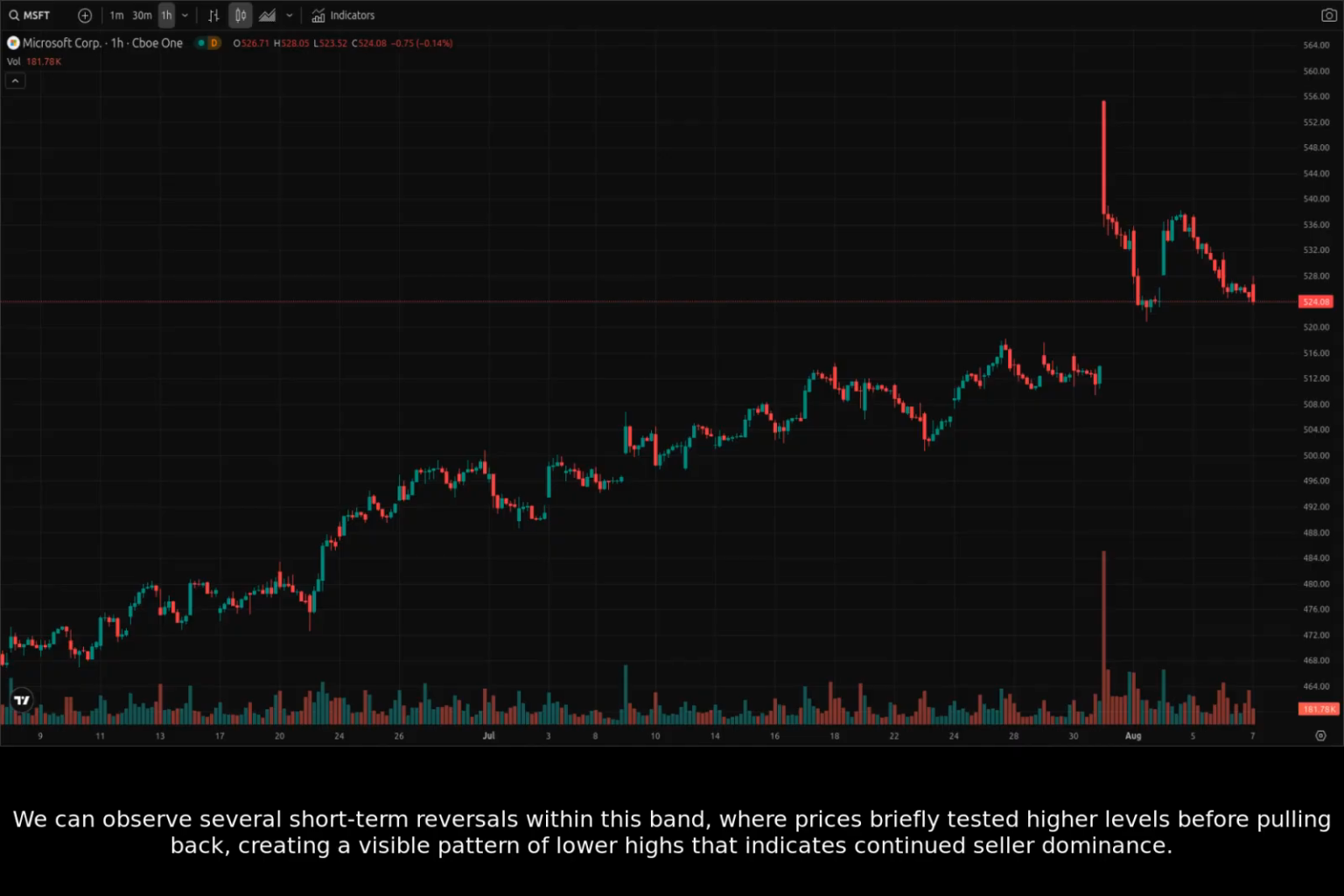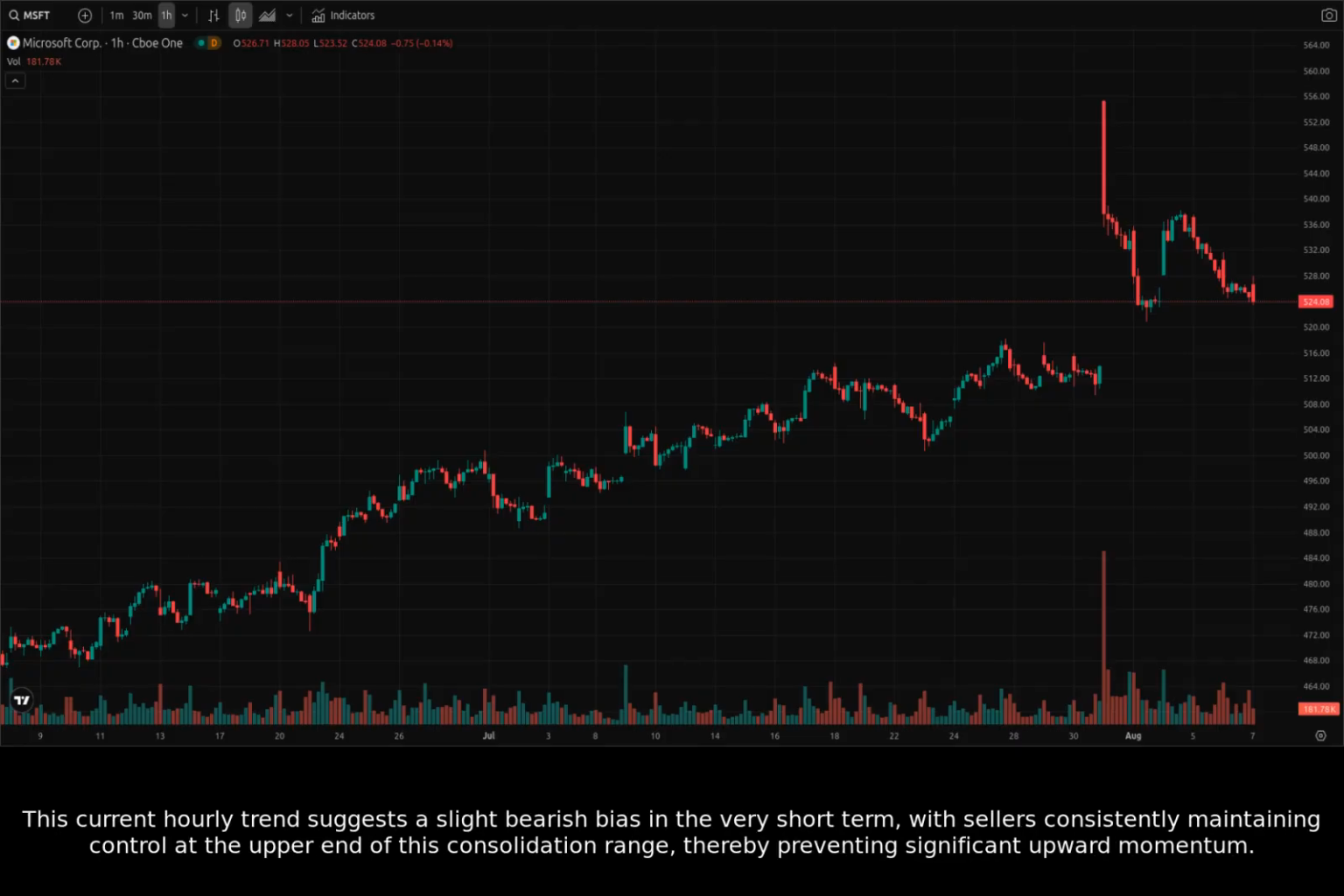We can observe several short-term reversals within this band, where prices briefly tested higher levels before pulling back, creating a visible pattern of lower highs that indicates continued seller dominance. This current hourly trend suggests a slight bearish bias in the very short term, with sellers consistently maintaining control at the upper end of this consolidation range, thereby preventing significant upward momentum.